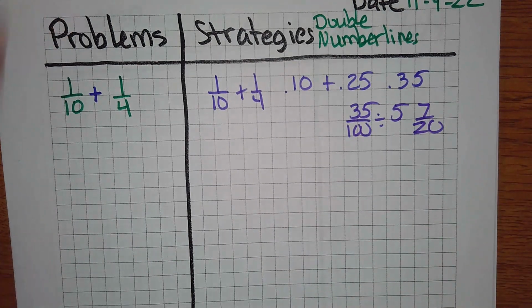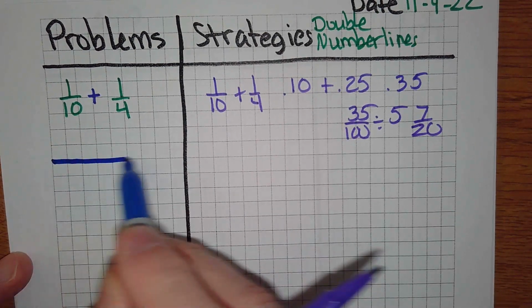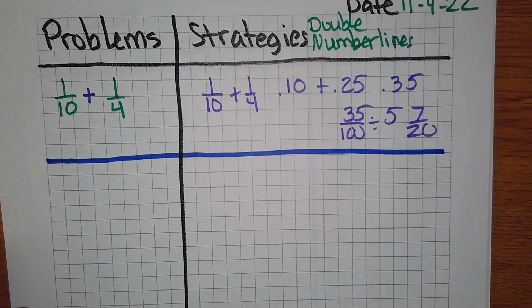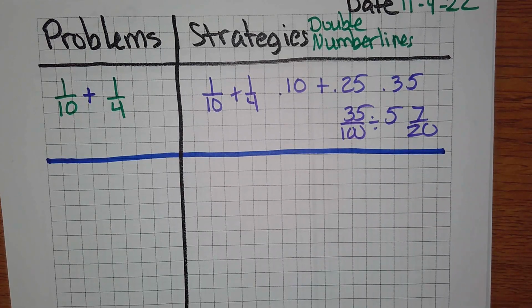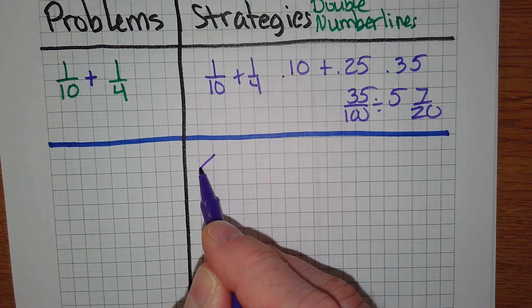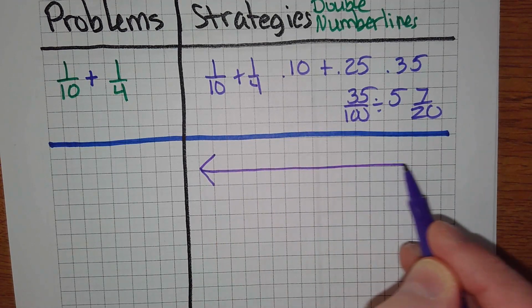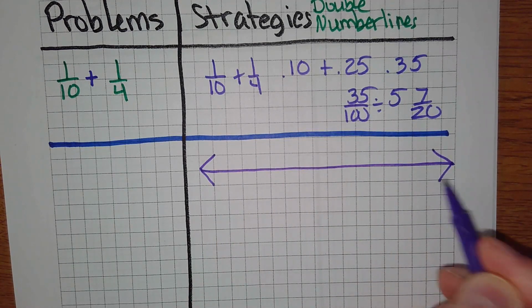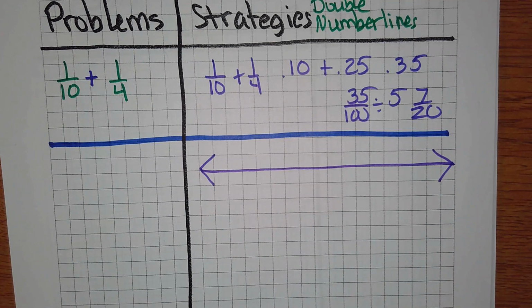That's a great way to do it. That money model works perfectly. Could you have done the clock model on this one? Yeah, sure, could have. We're going to try it with this. Draw one of these. This is our number line.